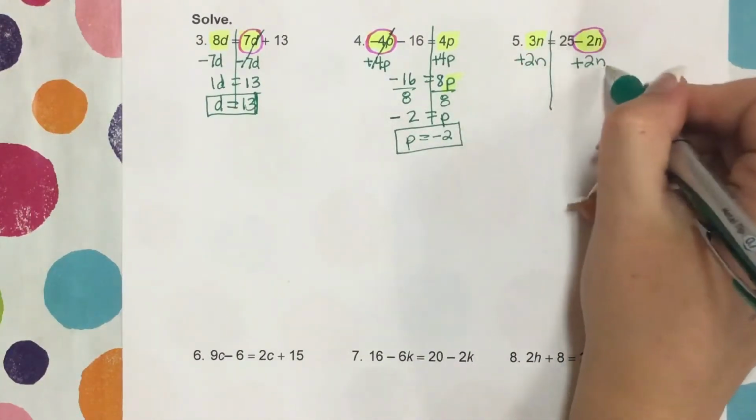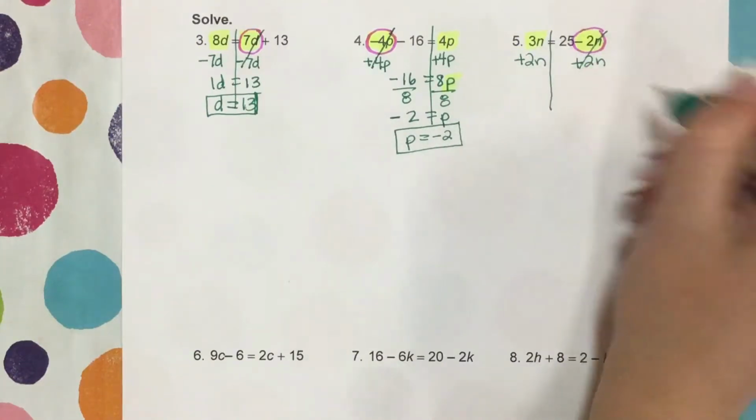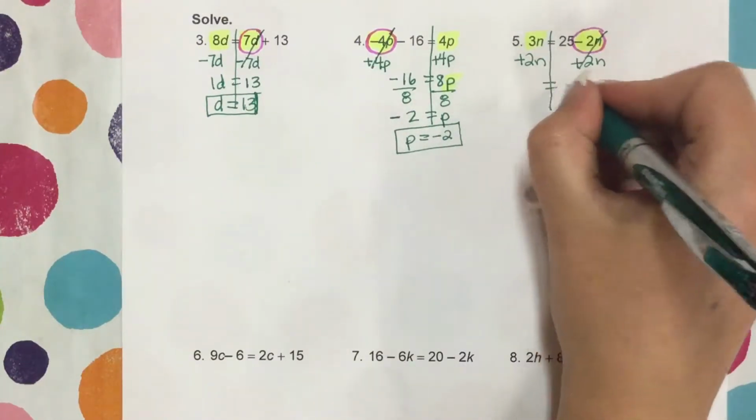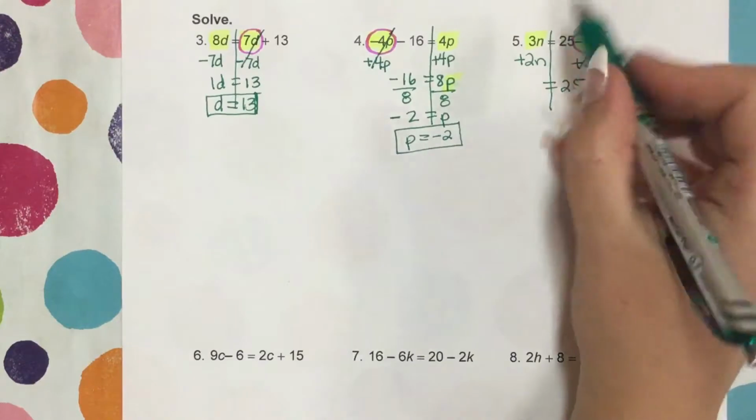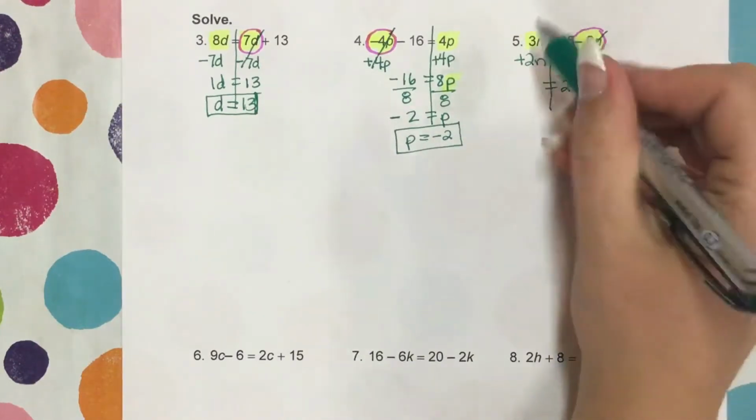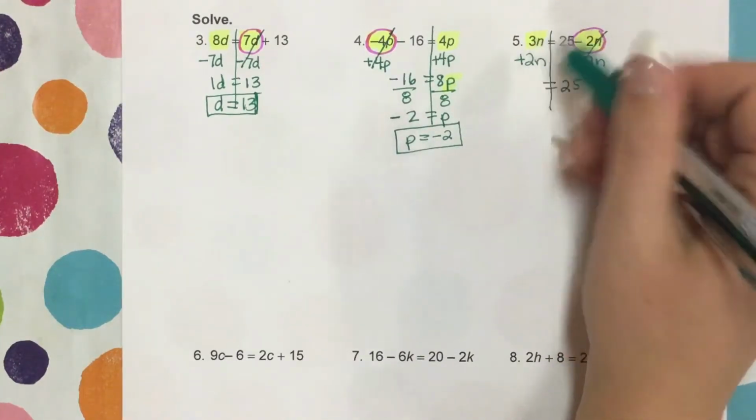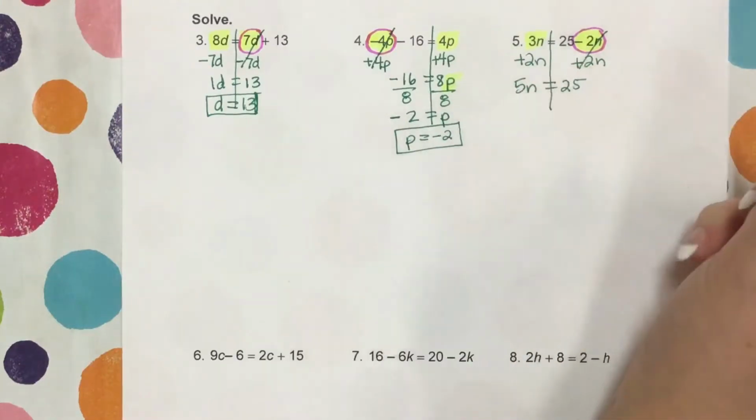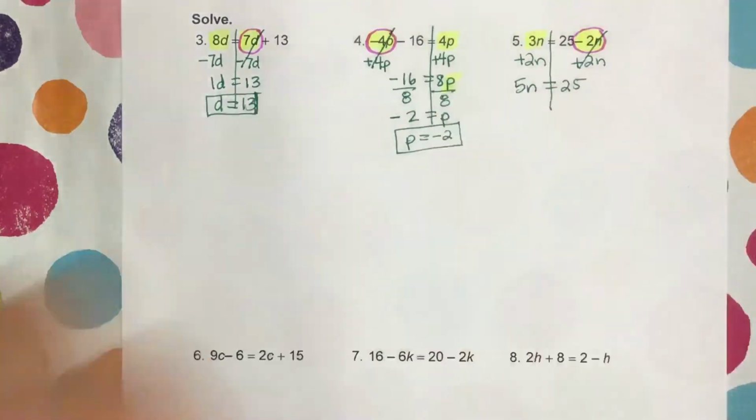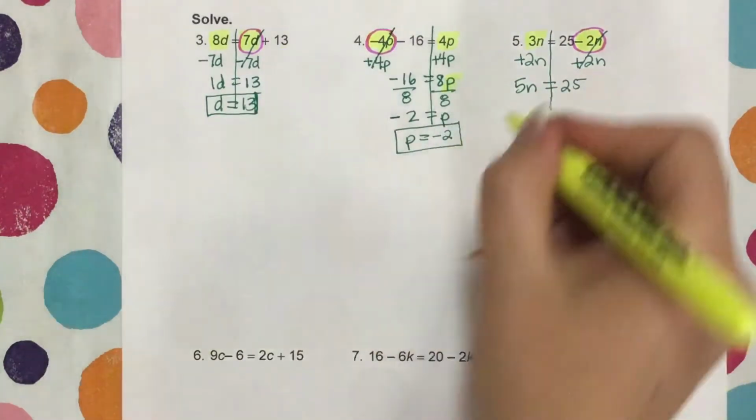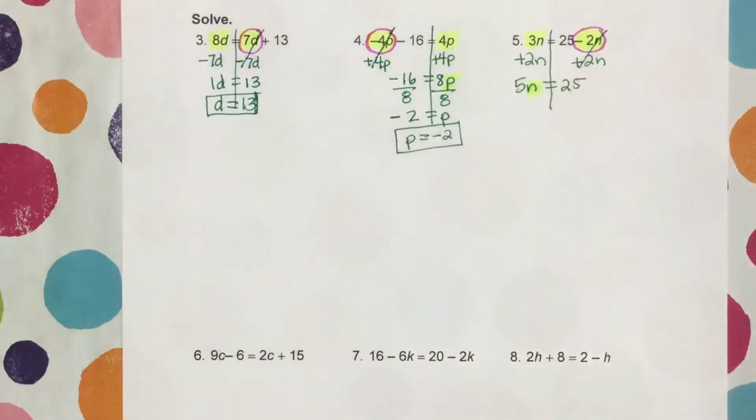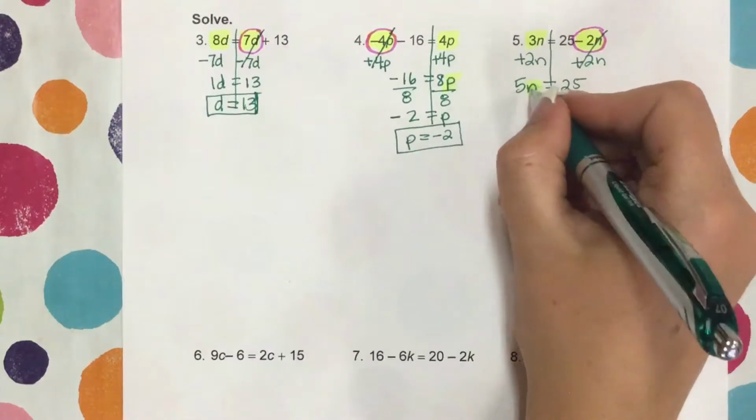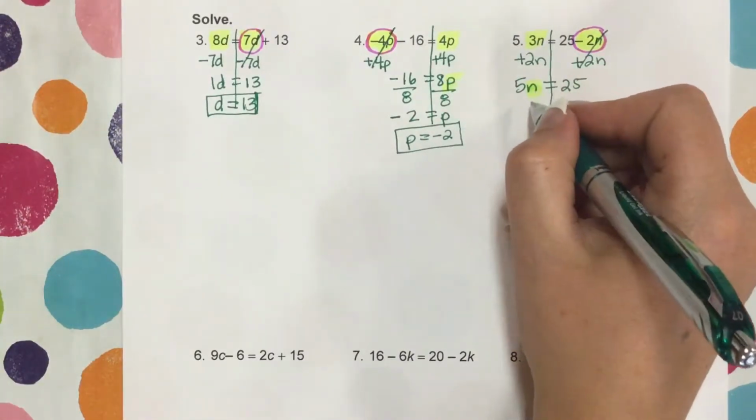This negative 2n and that positive 2n, they cancel each other out. And we're just left with 25 on this side of the equation. And then we have 3n plus 2n, and it's basically the same thing as 3 plus 2, which is 5, and then you just put an n on the back of it, okay? So we're trying to figure out what n is. We have 5n, and this is 5 times n, we need to use the inverse operation to get n by itself.